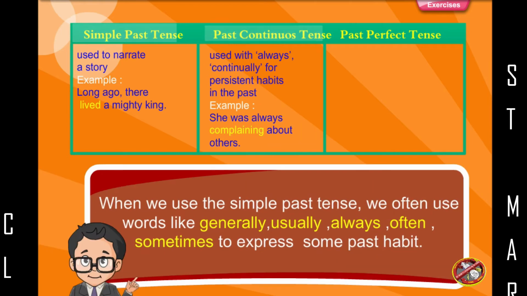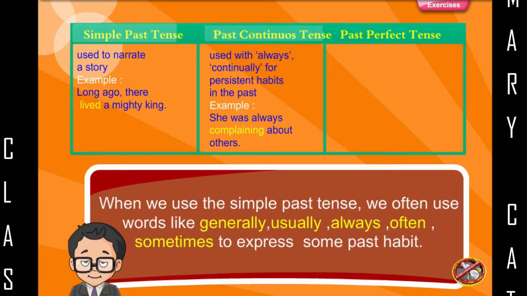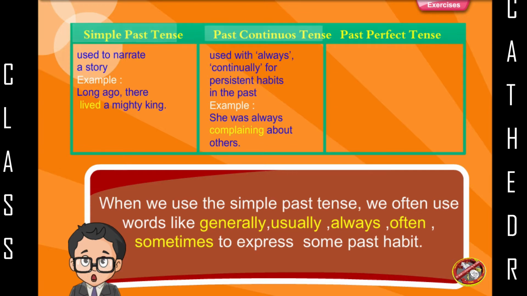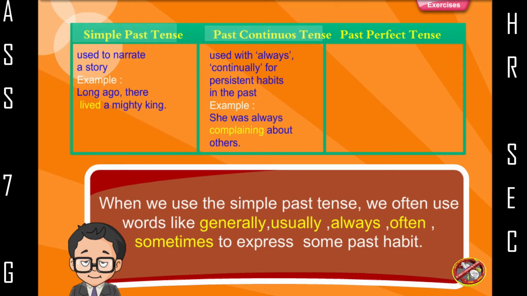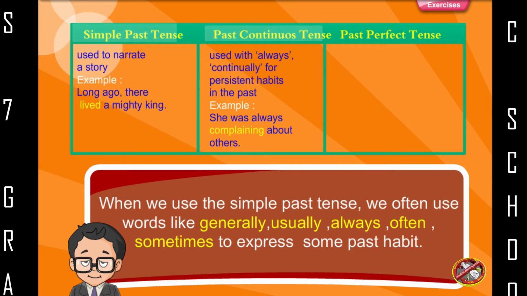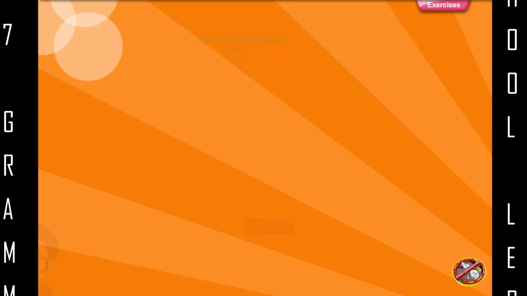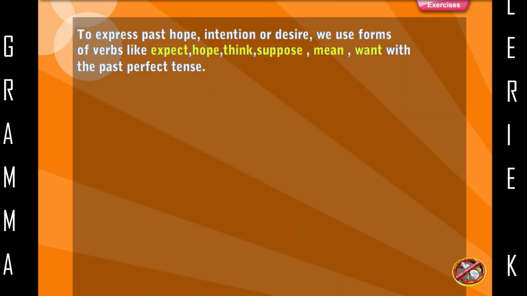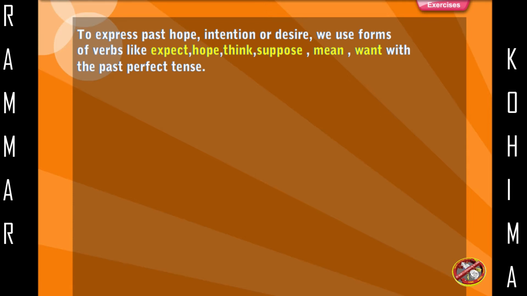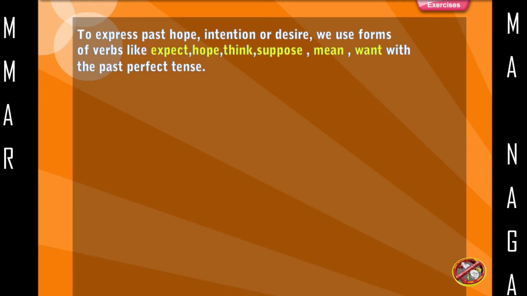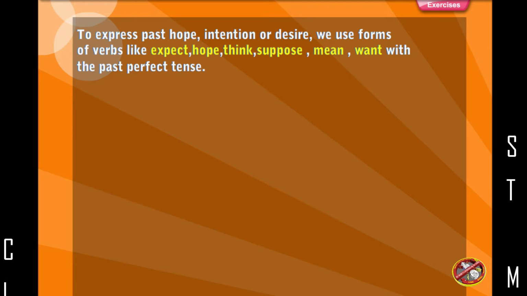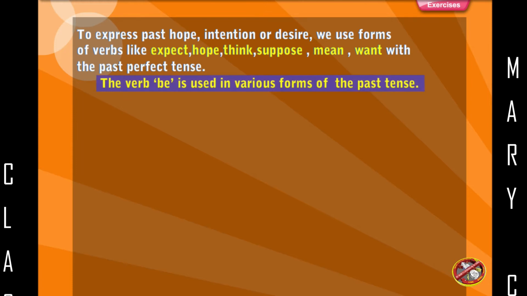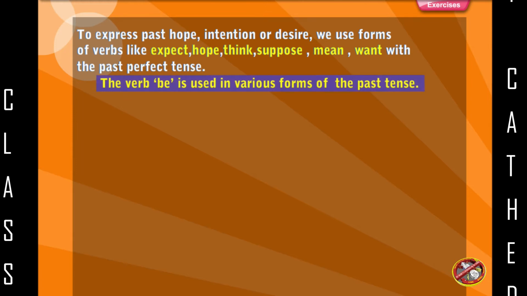When we use the simple past tense, we often use words like generally, usually, always, often, sometimes, to express some past habit. To express past hope, intention or desire, we use forms of verbs like expect, hope, think, suppose, mean, want with the past perfect tense. The verb be is used in various forms of the past tense.